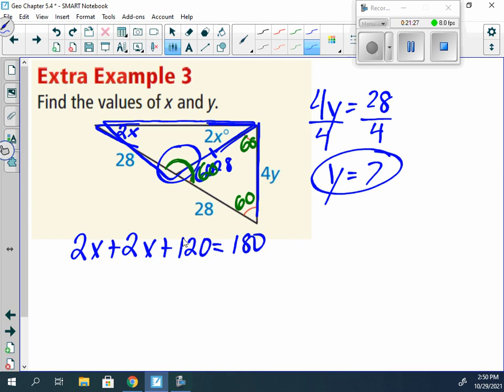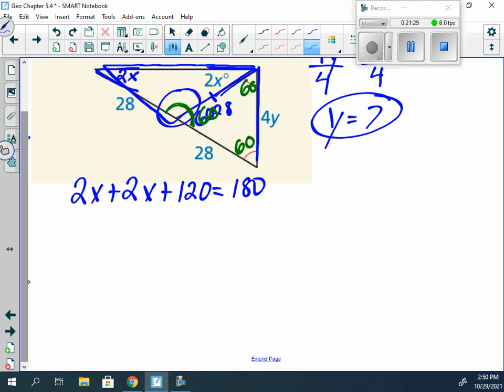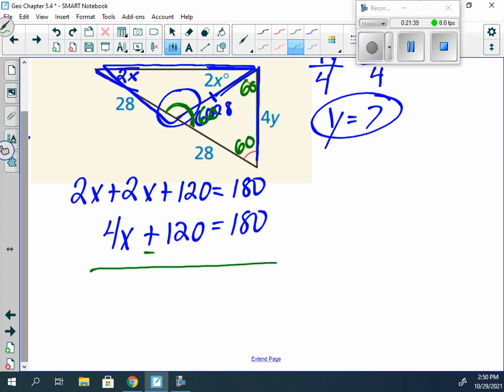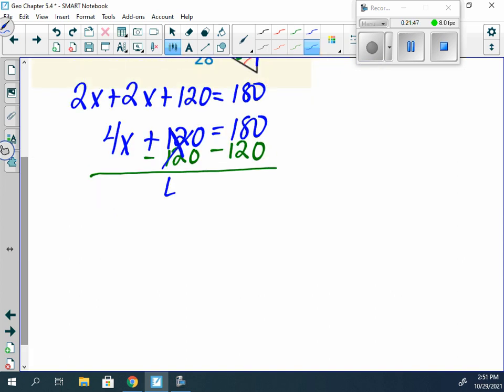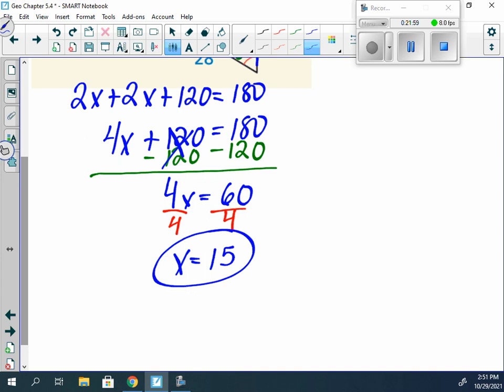So it would be 120. Now, to finish solving for the value of x, 2x plus 2x plus 120 equals... yes, we would subtract 120 from both sides, which would tell us 4x is equal to... almost. Yeah, 60 divided by 4 is?